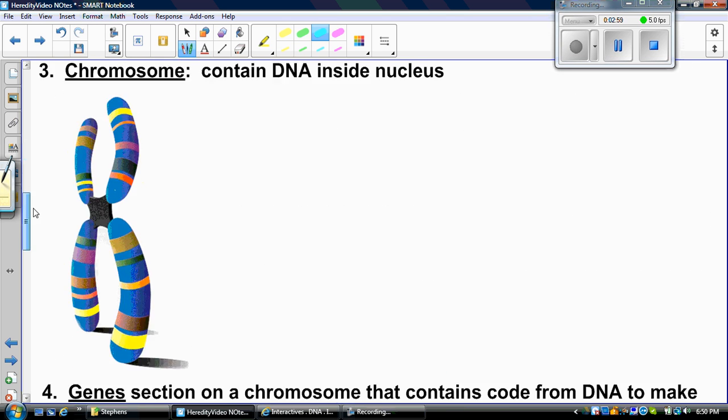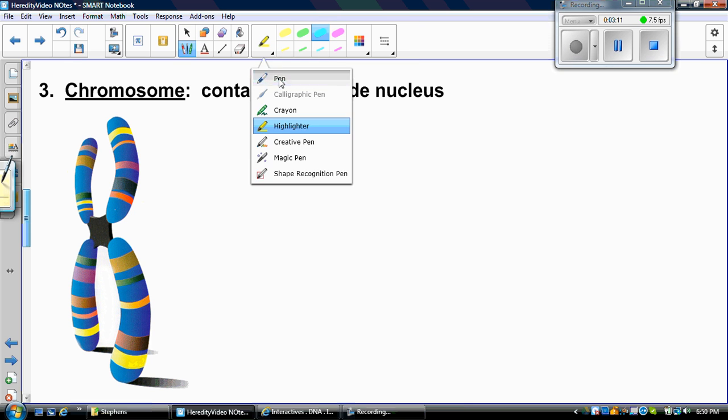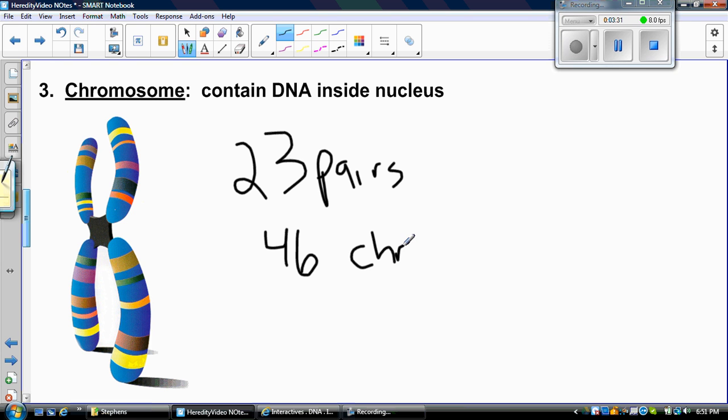Okay, so let's talk about our chromosomes. Our chromosomes contain DNA and they're located inside the nucleus. So this would be an example of a pair of chromosomes. Remember, we have 23 pairs of chromosomes, and this is what a pair of chromosomes looks like. 23 pairs, 46 chromosomes.